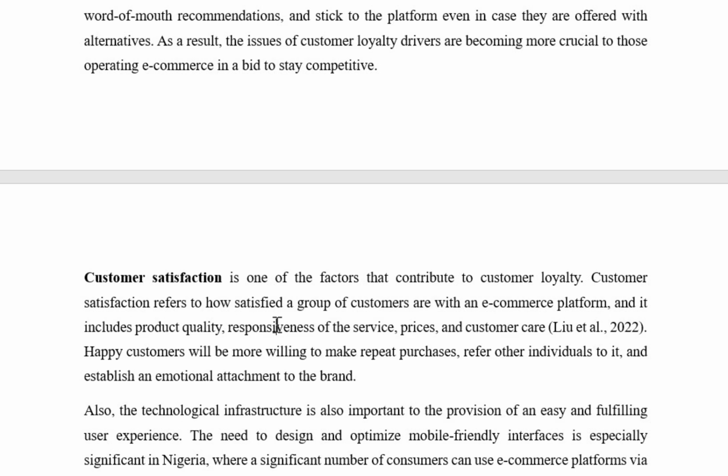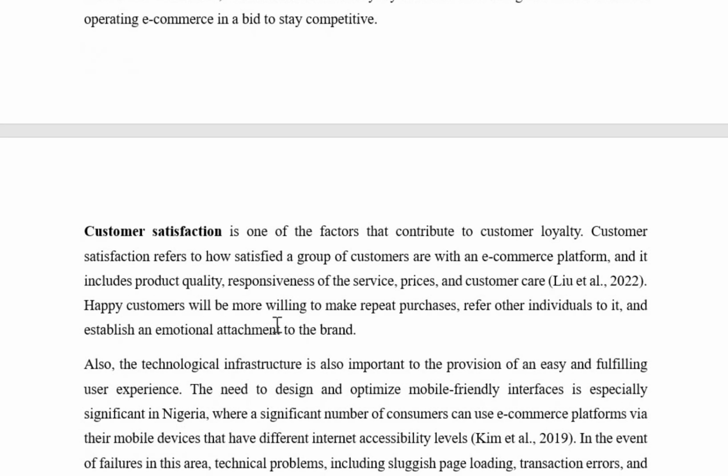Background of the study. So you can see customer satisfaction is one of the factors that contributes to customer loyalty. Customer satisfaction refers to how satisfied a group of customers are with an e-commerce platform, and it includes product quality, responsiveness of service, prices, and customer care. So if someone lacks customer care, you won't patronize them again. That means it affects customer loyalty, and those are the explanations that will be in your problem statement, or statement of the problem.